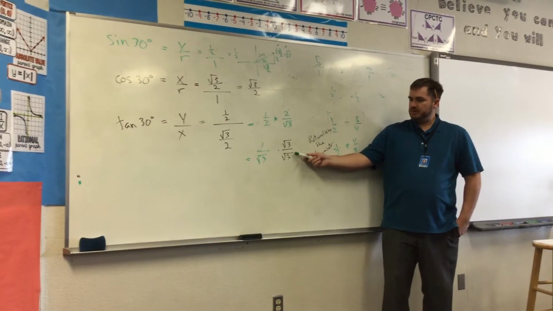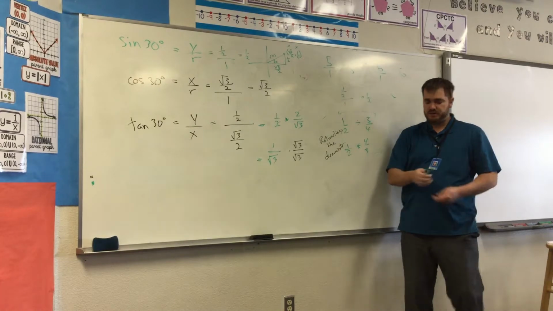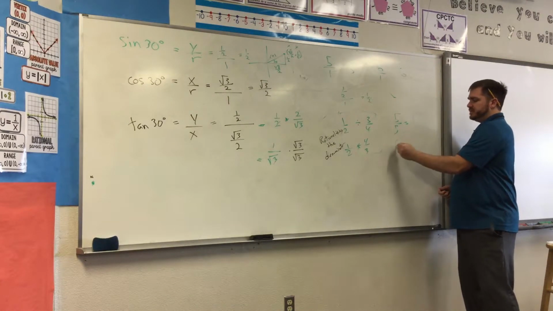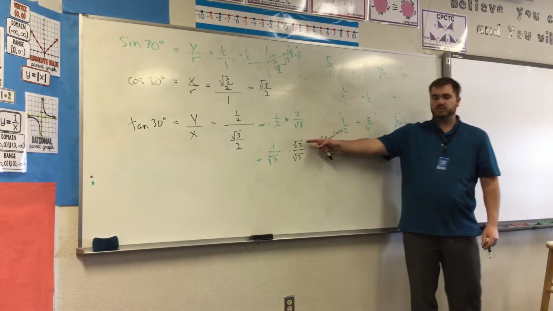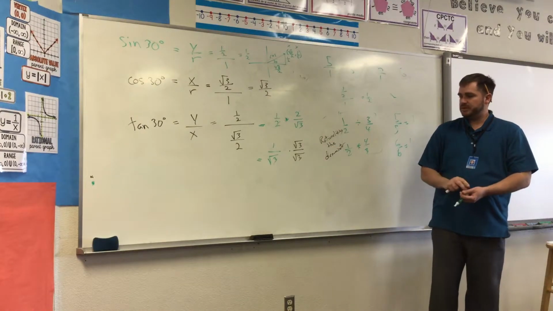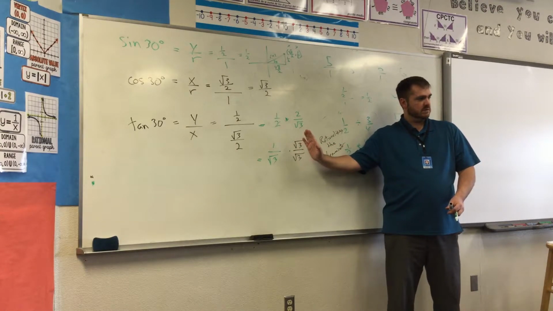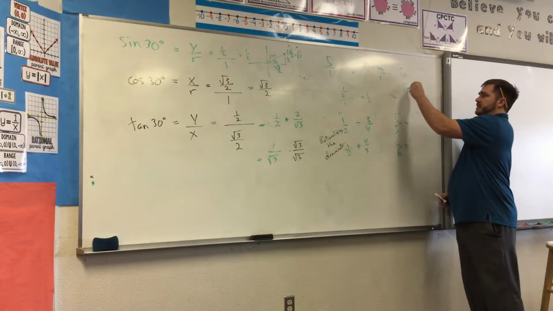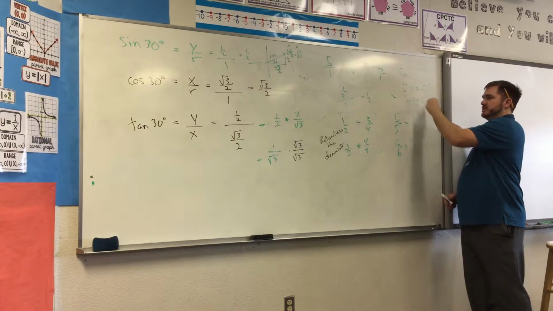Do you know what any number divided by itself is? 1. 5 over 5 is 1. 6 over 6 is 1. Any number over itself is 1. So root 3 over root 3 is 1. Follow-up question. Do you know what anything times 1 is? Itself. It's the same thing. 5 times 1 is 5. 6 times 1 is 6.